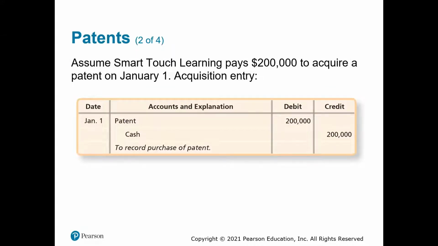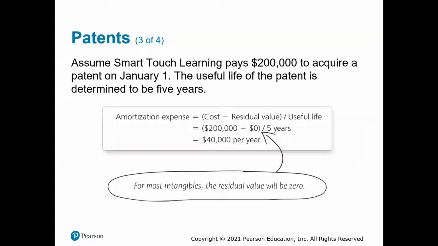Suppose Smart Touch Learning pays $200,000 to acquire a patent on January 1st. The entry to record the acquisition would include a debit to patent for $200,000 and a credit to cash for $200,000. Now, suppose Smart Touch Learning pays $200,000 to acquire a patent on January 1st.